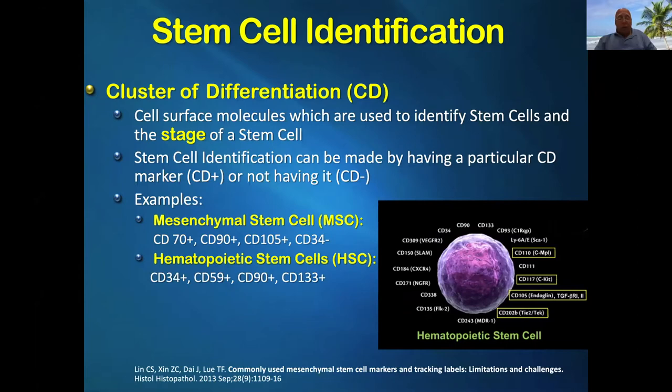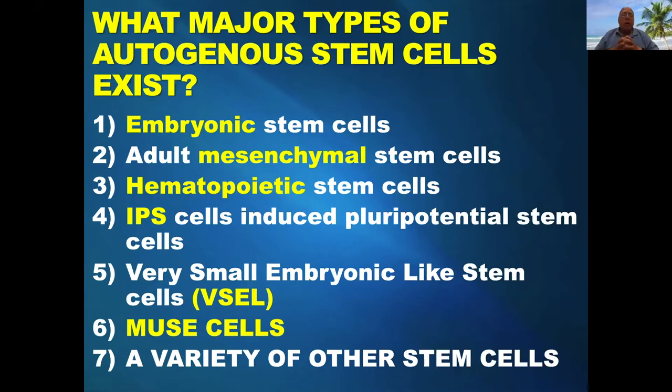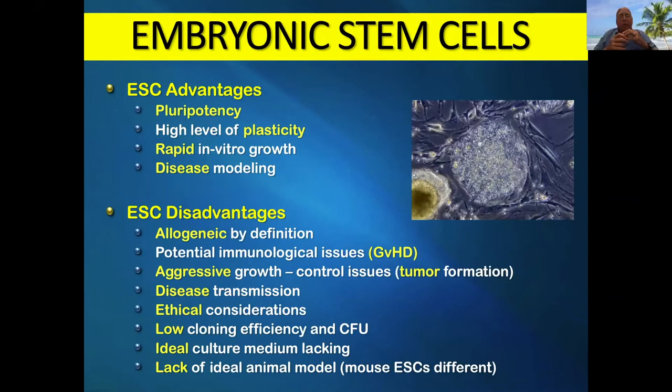Now, basically, when we're talking about autogenous cells, what kind of cells are there? Well, we have embryonic, we have mesenchymal, hematopoietic, iPS, which are interesting cells, B cells, mu cells, and other cells. So let's talk about these. Well, embryonic cells, not to be confused with umbilical cells, they have some advantages in that they're pluripotent, high level of plasticity, but the disadvantages far outweigh the advantages.